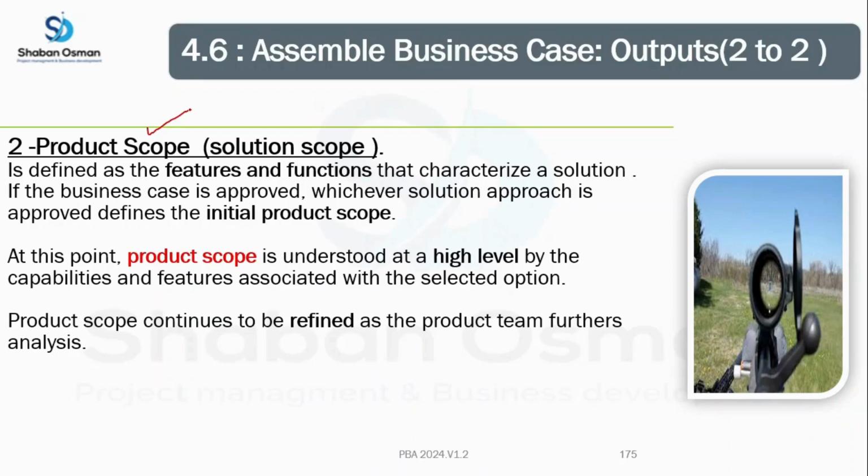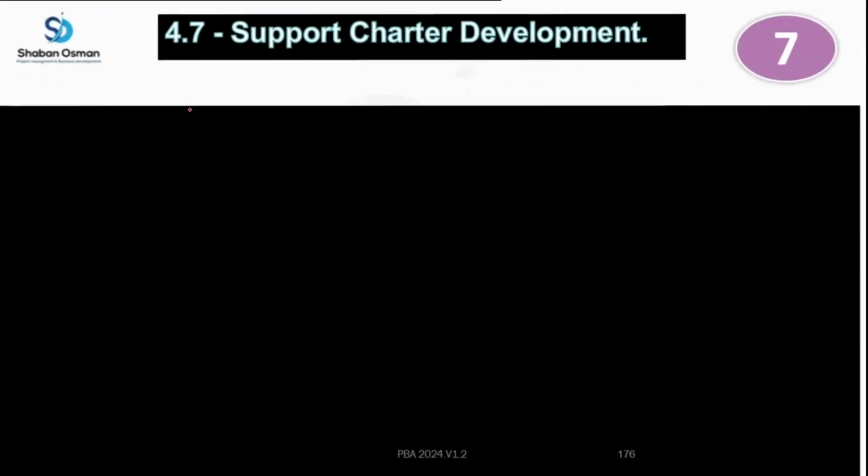So you will write the main features, which will be decomposed into user stories. Then user stories will be divided into tasks. So there are two important pieces of information in this process. Number one, product scope is the features and functions of the solution. Number two, product scope will be high level in this case.